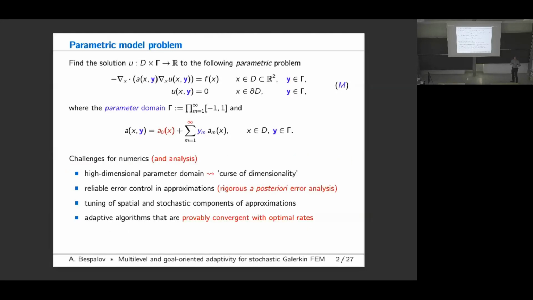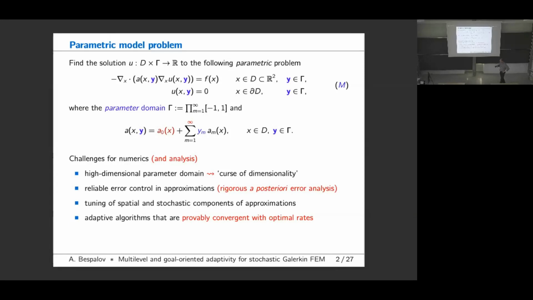So, challenges for numerics as well as for analysis. First of all, high dimensionality of the problem. The parameter domain is an infinite-dimensional hypercube, so the curse of dimensionality is present if you approach this problem in a naive standard way. So you need to take care of this aspect.